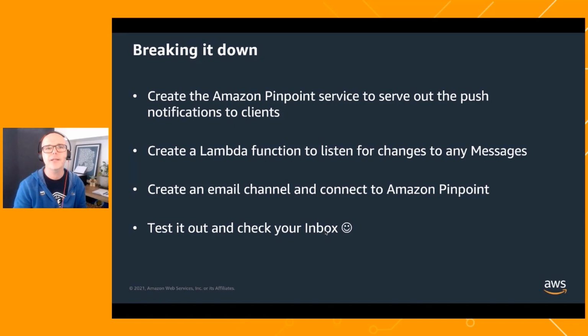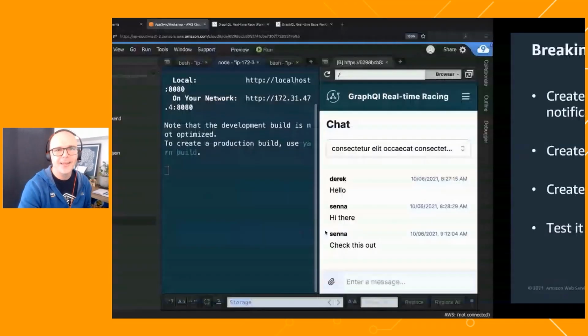The Pinpoint service, as well as the emails that we'll do today, can also do SMS and push. Next, we need to create that Lambda function to listen to these changes. For any new messages, it needs to look at those using DynamoDB streams and send that to Pinpoint. Then once Pinpoint gets that event, it'll go, okay, I need to send that to the email channel, so we need to set that up. And then we need to test it all and make sure it works. So let's get into that.